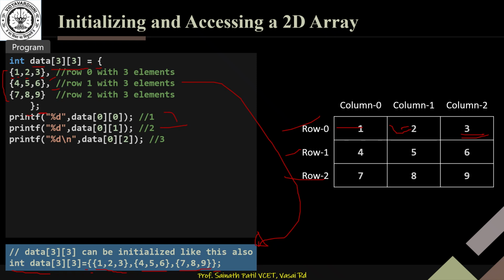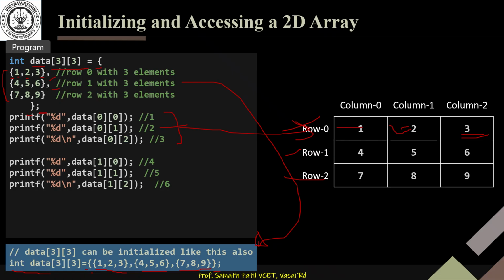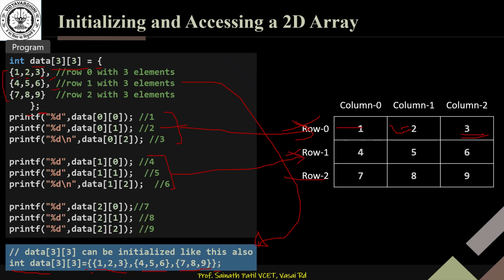Similarly, the third element, or second index element, in 0th row. So these 3 statements will print the first row. Similarly, these 3 statements will print the next row, and these 3 statements will print the last row. So these printf statements are used to print individual elements. Technically, we use a for loop, which we'll see in the next PPT.